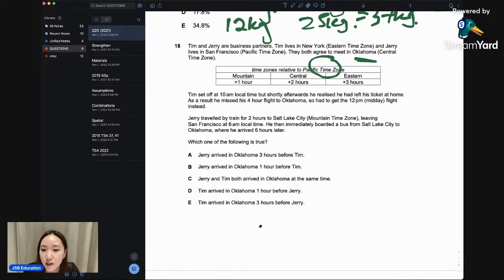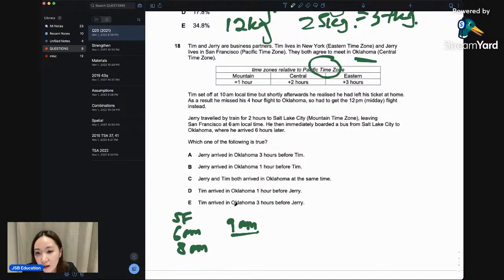I'm going to draw it out one more time. Okay, so we've started off in San Francisco. Let's just do Jerry because he's the one that I've just gotten confused on. So he's traveled by train for 2 hours to Salt Lake City, leaving San Francisco at 6 a.m. So he's arrived at 8 a.m., and then in Salt Lake City, that would be equivalent to 9 a.m. And then he's boarded a bus from Salt Lake City to Oklahoma. He's arrived 6 hours later.